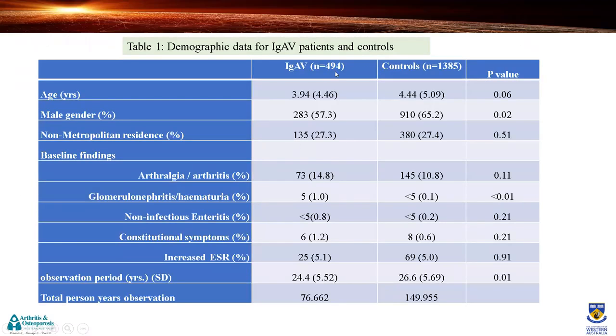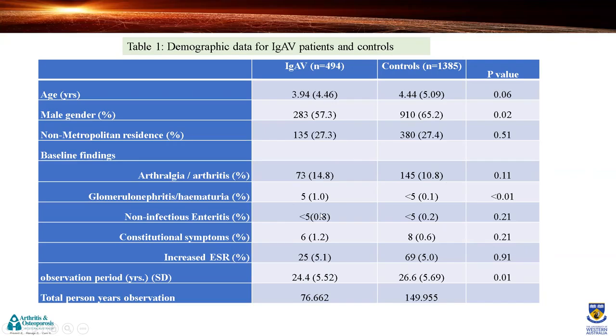We included 494 patients that had a first diagnostic code for IgA vasculitis and 1,385 controls, around 4 years of age at first inclusion, an overweight of male patients, as in all IgA vasculitis studies, and about a quarter of the patients originating from areas outside of the metropolitan area.